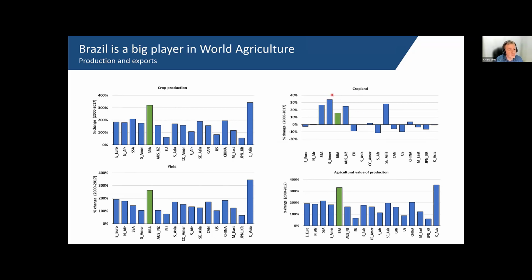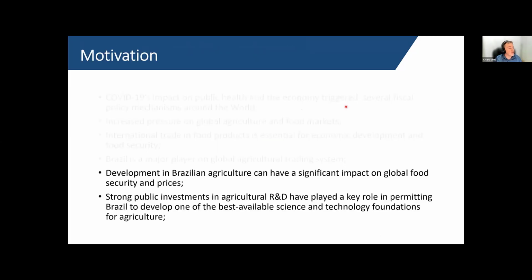And for cropland expansion, we are also low. We have low cropland expansion compared to South America, Sub-Saharan Africa, or even Australia and New Zealand in this period. Of course, here I'm only showing cropland expansion. We are not seeing a pasture expansion, of course. And all this development in Brazilian agriculture can have a significant impact on global food security and prices, and this is why we are tracking it here.